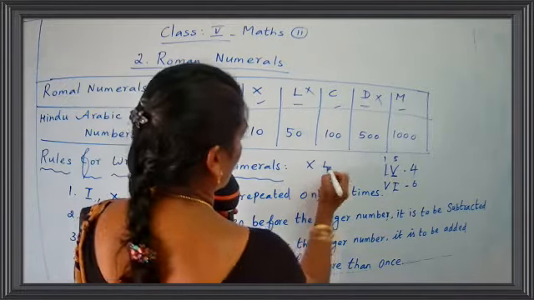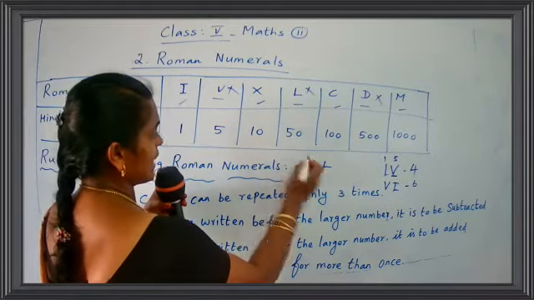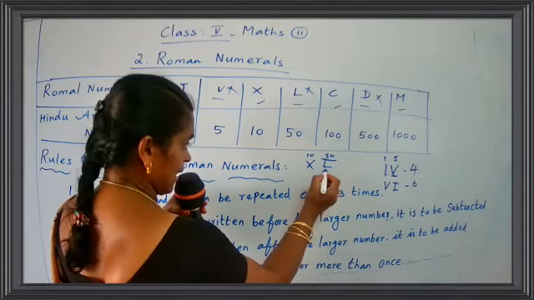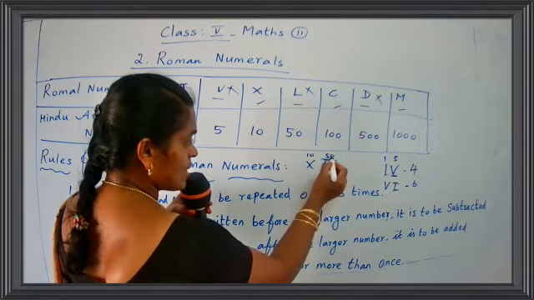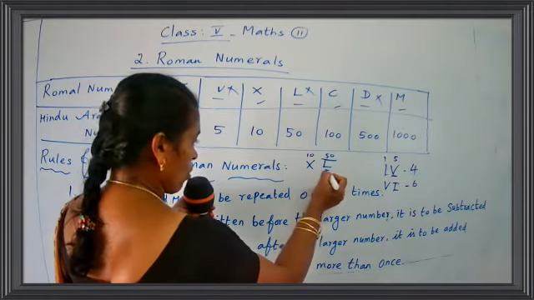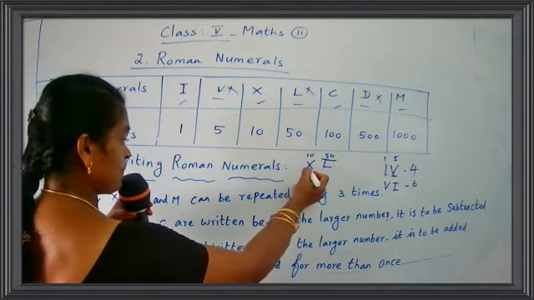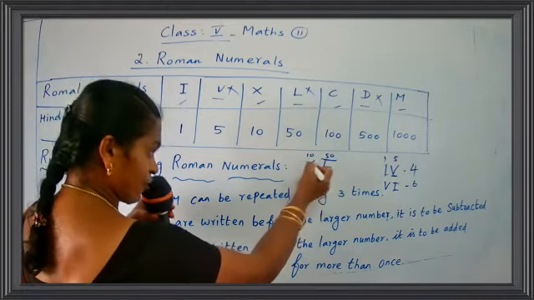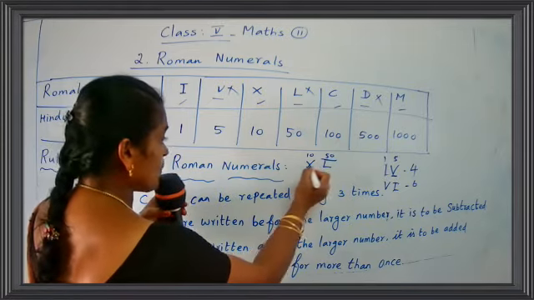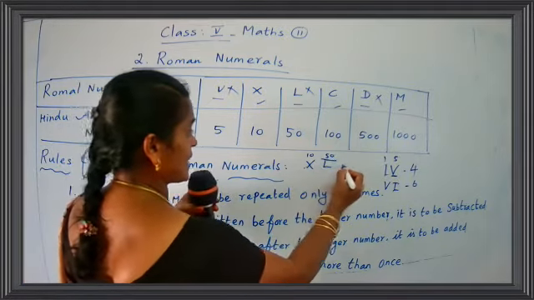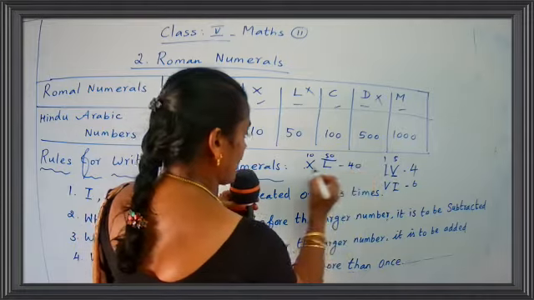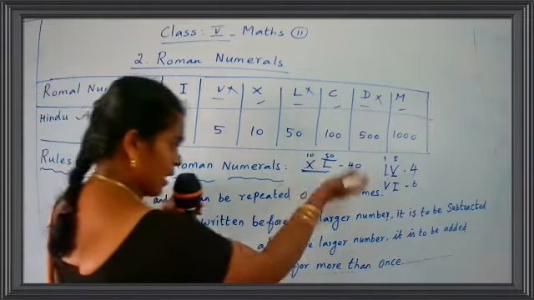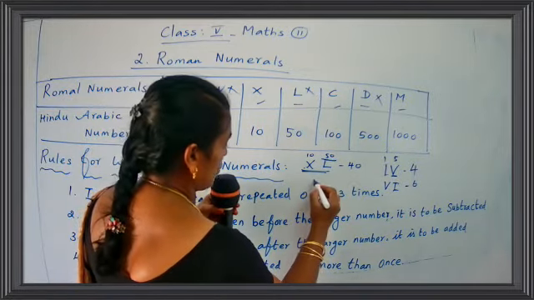XL. Okay, here X stands for 10 and L stands for 50. Here the big number is L, yes or no? 50 is the big number, so 50 stands for L, so X is written before the large number, so it is to be subtracted. So 50 minus 10 is equal to your answer, 40. So XL stands for 40. Okay.